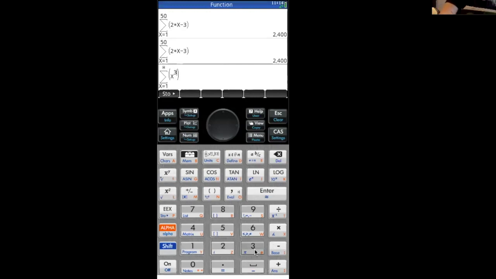cubed minus 10x squared. Oops, make sure that it's not all in the exponents. All right, minus 10x squared, and then there were 30 terms for this one. Oh, just kidding, 20 terms. And then you press enter, and then you should get 15,400.